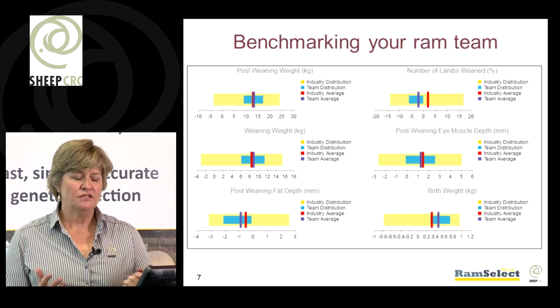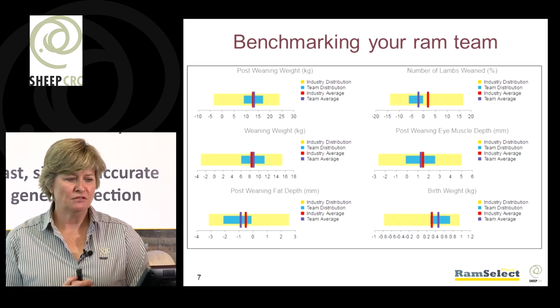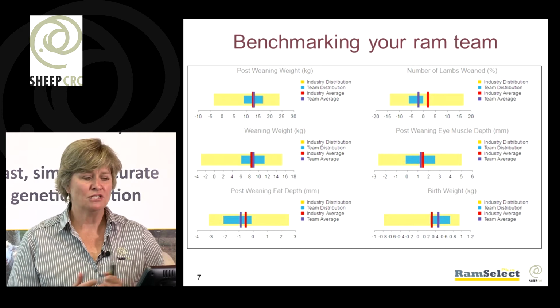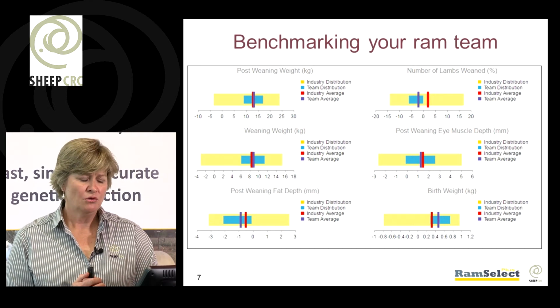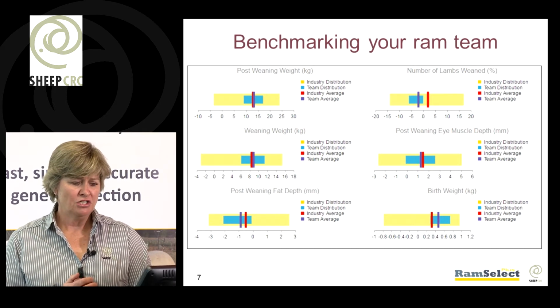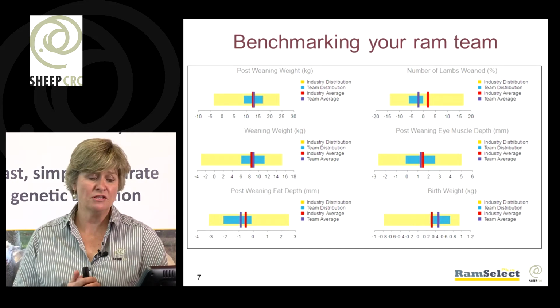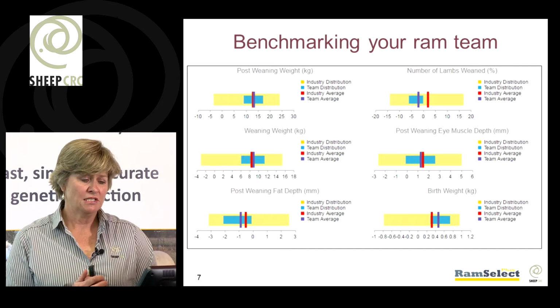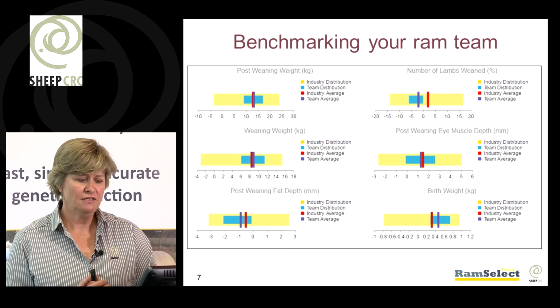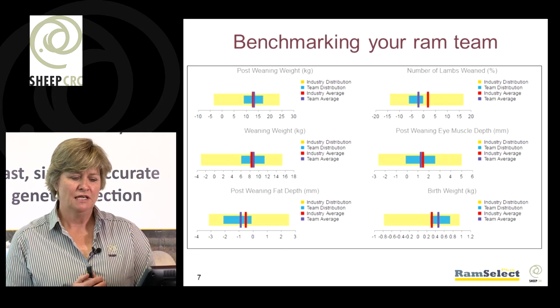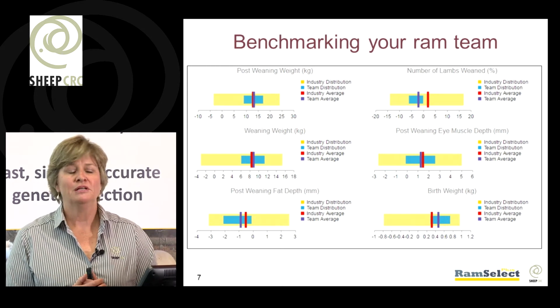So you can see for this RAM team that in terms of post-weaning weight, they're very much on average for the industry. Also for weaning weight, they're very much on average. In terms of fat depth, which is the lowest one on the left-hand side there, you can see they're a little bit leaner than the average of the industry, a little bit more negative. And in terms of birth weight, they're a little bit above average.